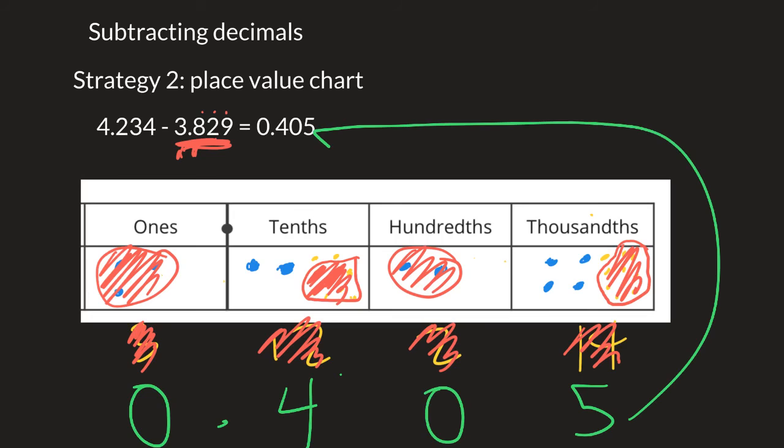Check it out. Did we get the right answer? Boom goes the dynamite. Can I draw dynamite? No, I don't know how to draw. I'm sorry. Okay, so there's the answer. That's how you use strategy number 2 for subtracting decimals.